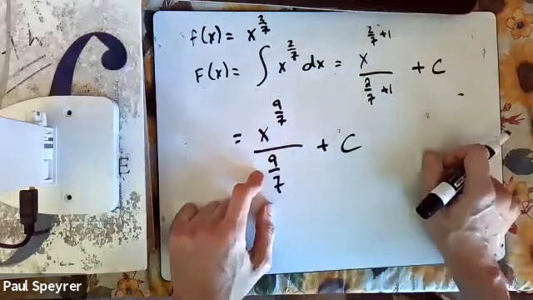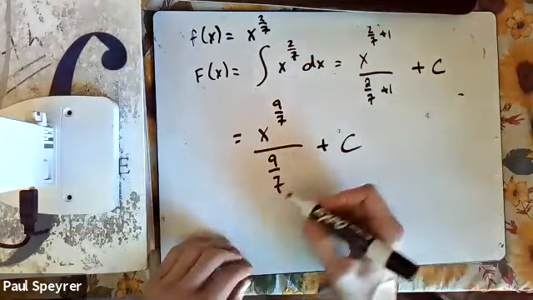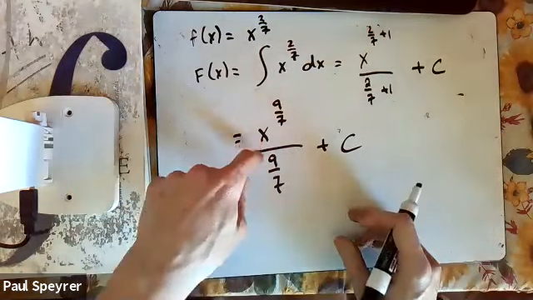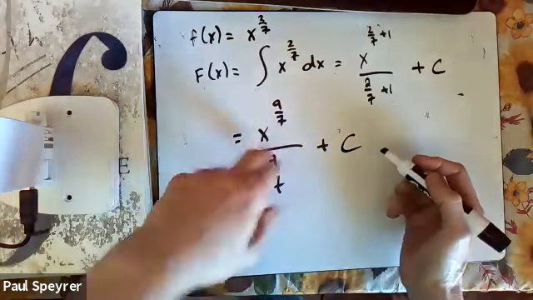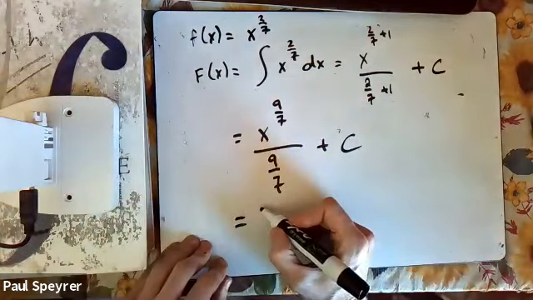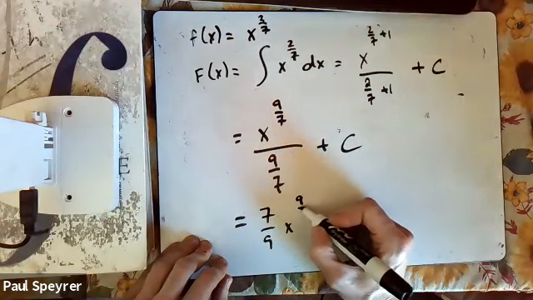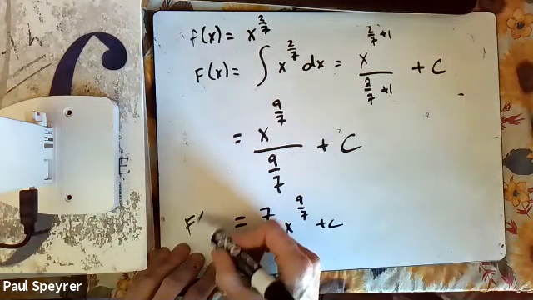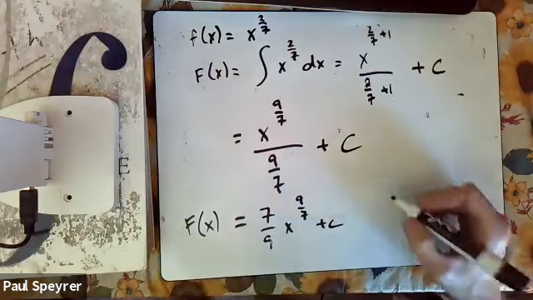Now you're not going to leave it like this, right? A fraction over a fraction, a complex fraction. No. To clean it up, though, it's not difficult. Whenever you have something divided by a fraction, it's the same thing as multiplying by the reciprocal of that bottom fraction. So this is 7/9 x to the 9/7 plus c. This is what we're saying the antiderivative of little f is right here. And we can check it, right?